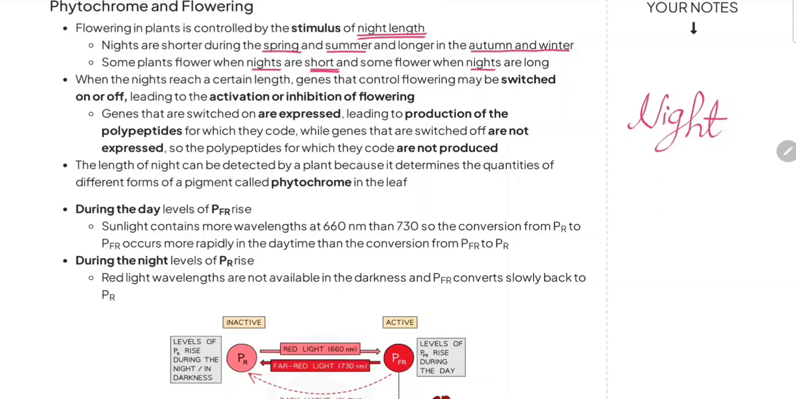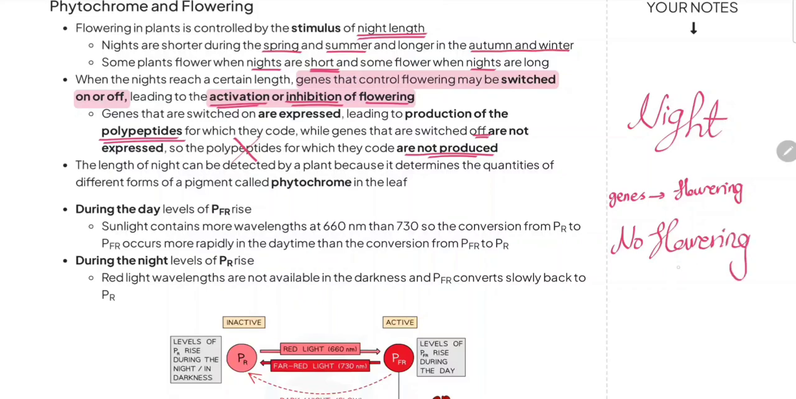Isn't that crazy? When they reach a certain length, the genes might be switched on or off, and this leads to the activation or inhibition of flowering, because of course genes are responsible for flowering. Genes that are switched on are expressed, and this leads to the production of the polypeptides for which they code, while genes that are switched off are not expressed, so no polypeptides are produced, and there is no flowering. The flowering depends on the polypeptides, which could only be formed if the genes are expressed and switched on.